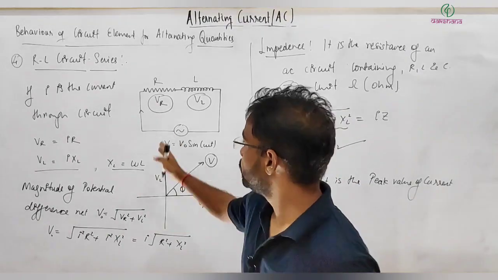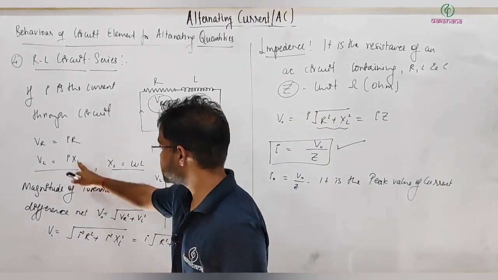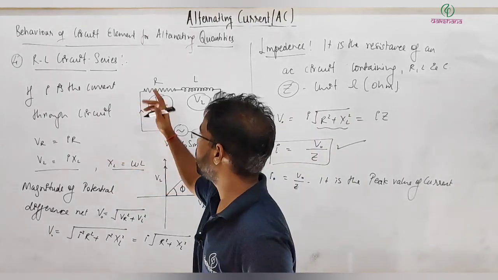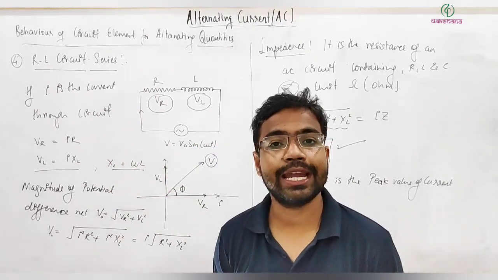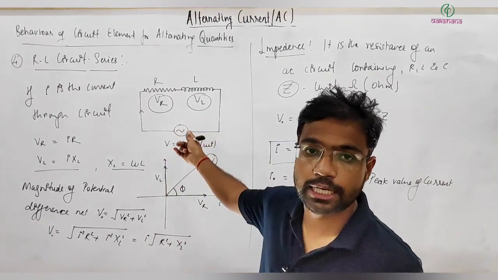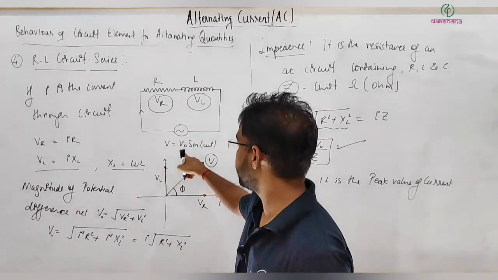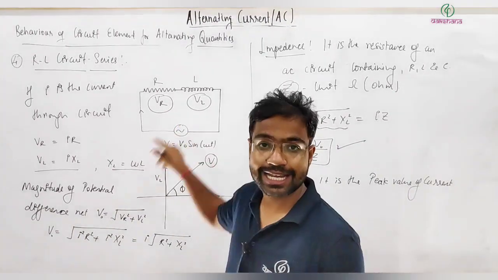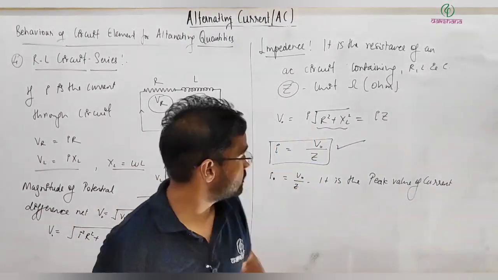But we do these calculations, these are actually the peak values of potential drop across the resistor and inductor in this case. So if you apply KVL, V naught will definitely not be equal to VR plus VL. That will not be true. Let me write these things in points.